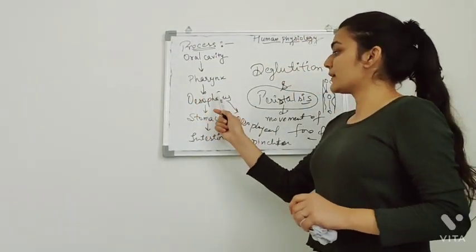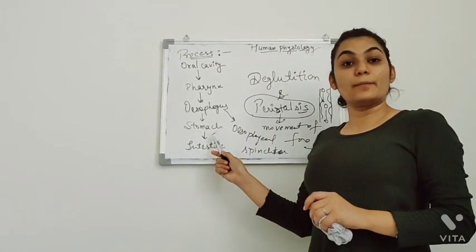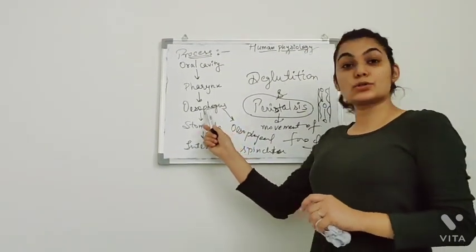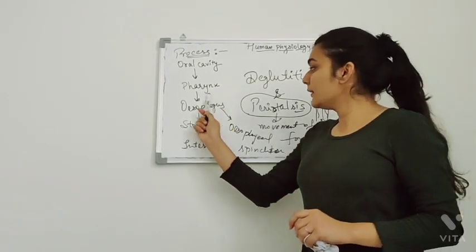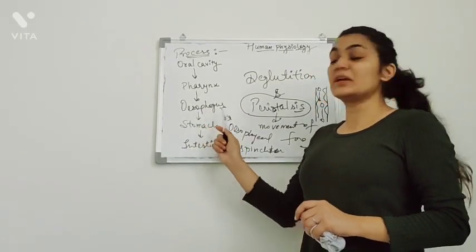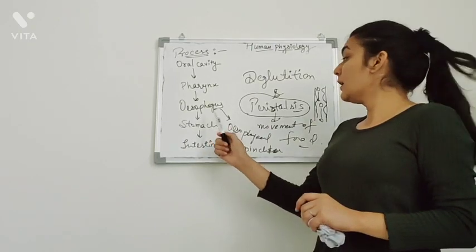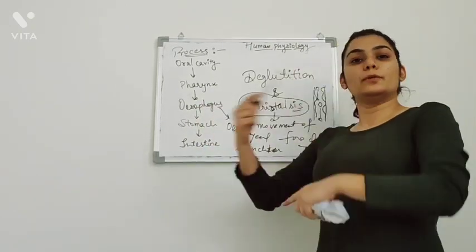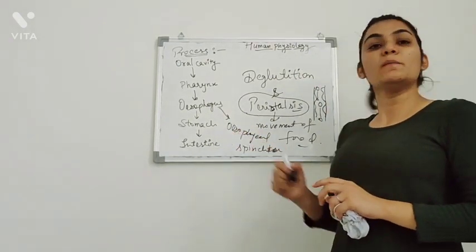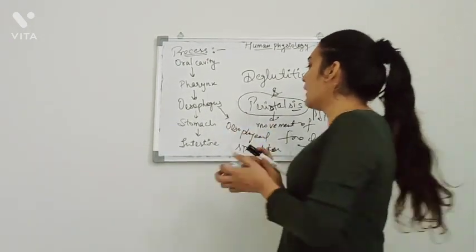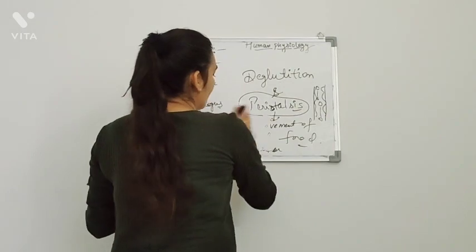When the food enters the esophagus and after that enters into the stomach, there is the gastroesophageal sphincter. It is described as a connection between the esophagus and the stomach. It prevents the food from moving back into the esophagus once it has entered the stomach. Now we are discussing more about the stomach.